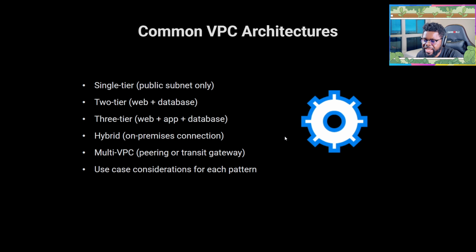Common architecture: single tier, public subnet only. I think we've operated many on this pattern since we had a default VPC, and every time we create an EC2 instance there, we just use the public IP, right? So you can just have one public subnet and do your thing. But you could also have two tier, right? So have a public subnet for your web, and then your private subnet for your database.